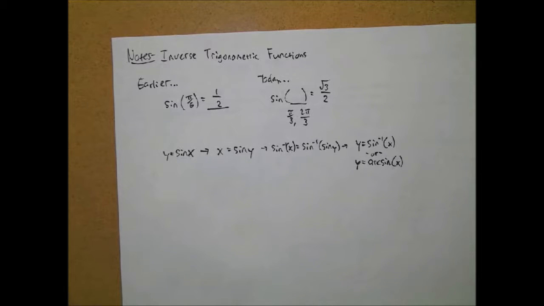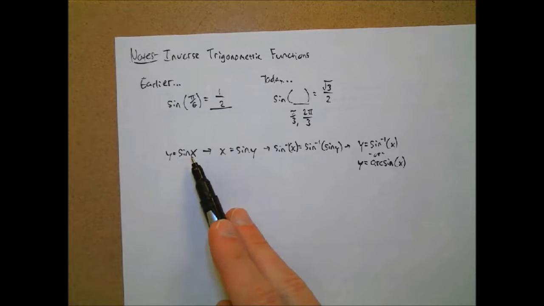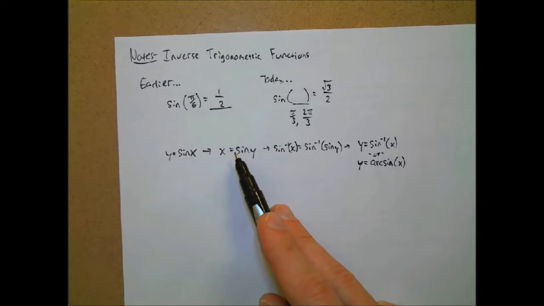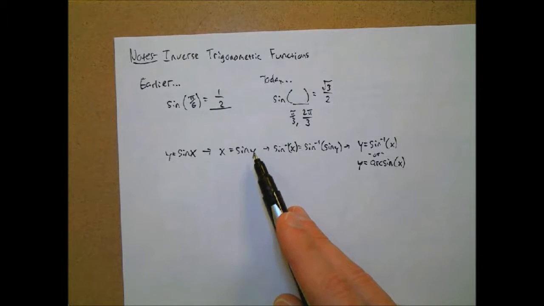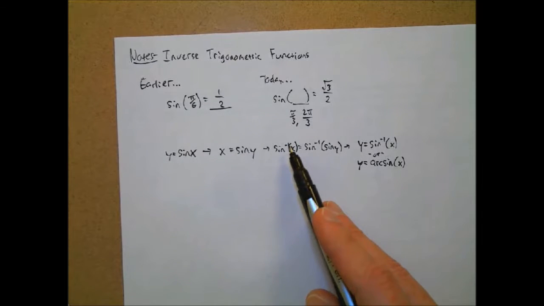So y equals sine of x is our original function. We're finding the inverse, so we swap the x's and y's, and we get this. But then to get the inverse, you're supposed to solve for y. To get the y by itself here, we have to get rid of this sine. To cancel out sine, we use the sine inverse.